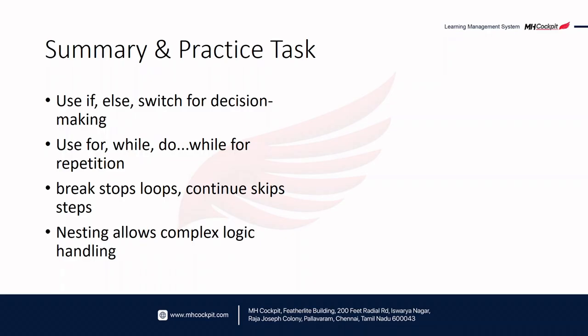Okay, and then use the for loop when you know the exact number of repetitions. Okay, you can use the for loop, right, when you know the exact number of repetitions. Okay, finally the while and do while when you don't know the exact number of repetitions, right? Okay, fine. So this is the summarization of the control statements.